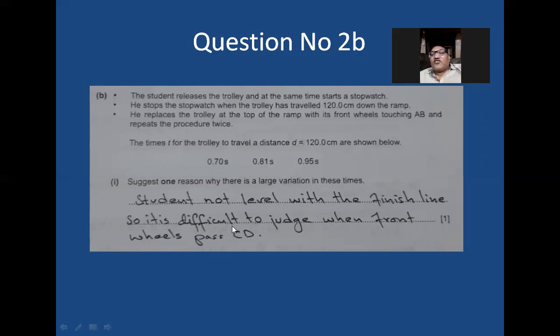Give one reason why there is a large variation in these times. The three times the student has measured the time, all three values have a lot of variation from each other.